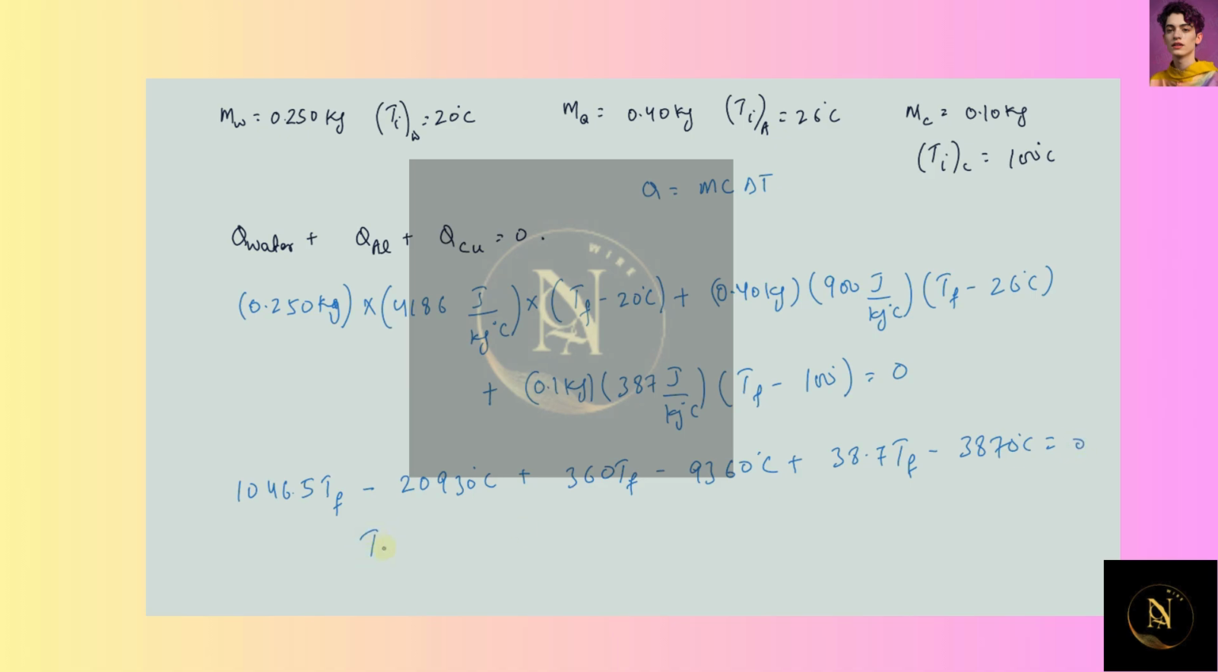From here we get the value of T final as 34160 degrees Celsius divided by 1445.2, which will be equal to 23.6 degrees Celsius. So finally we can conclude that the final temperature of the mixture is 23.6 degrees Celsius.